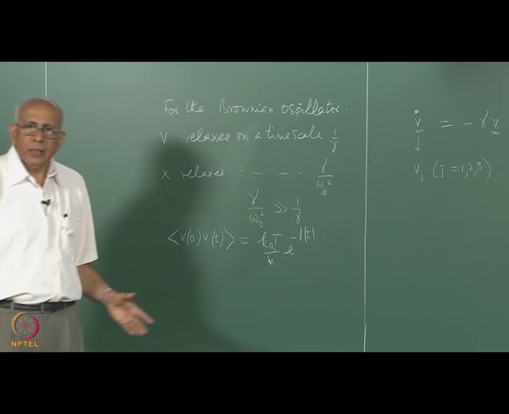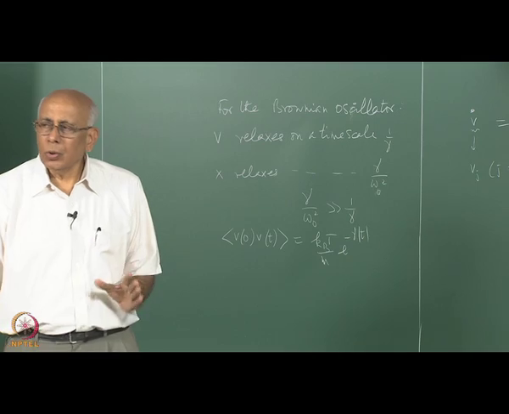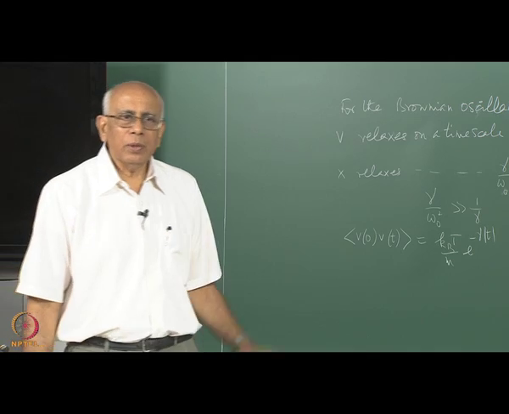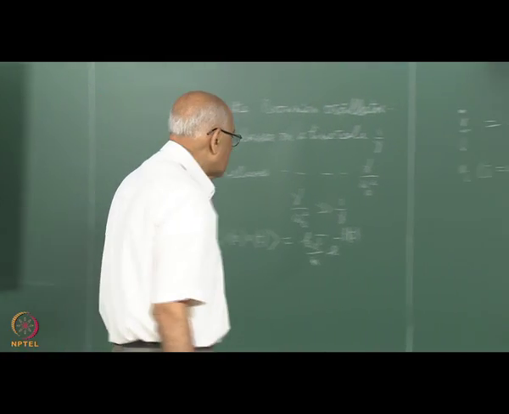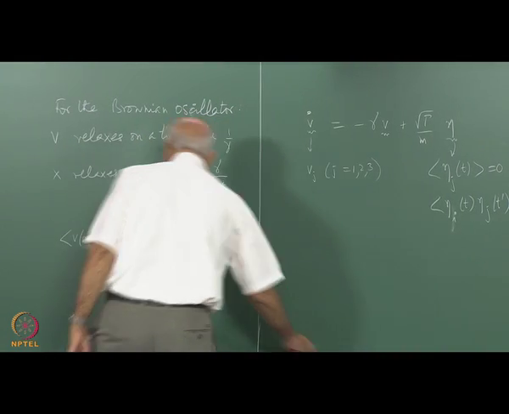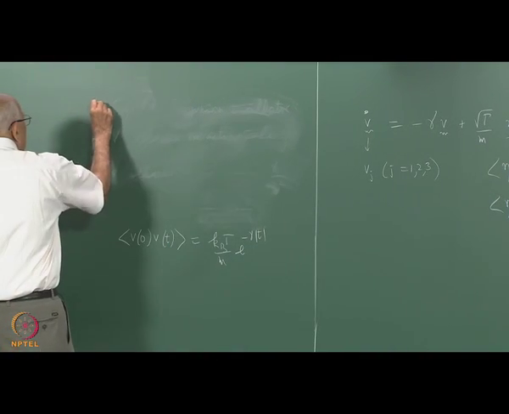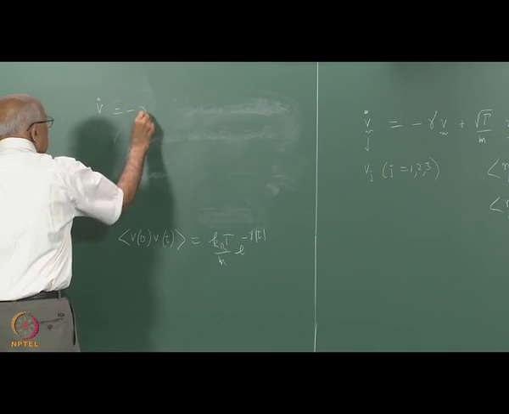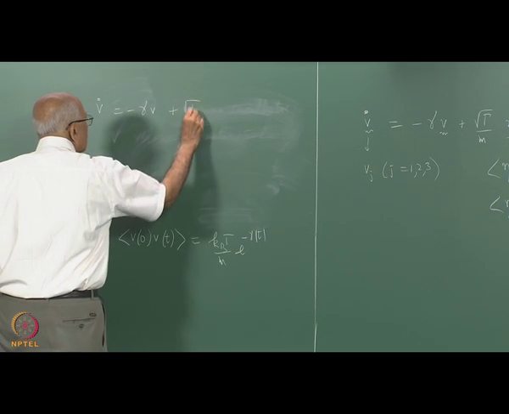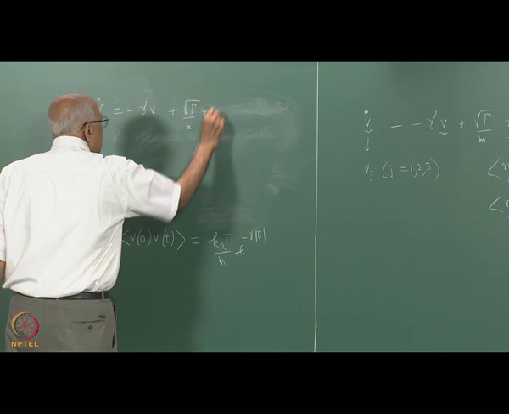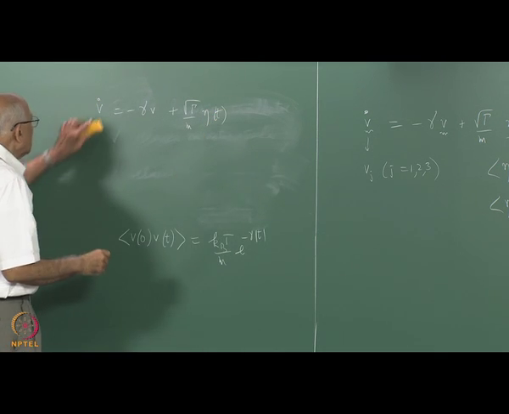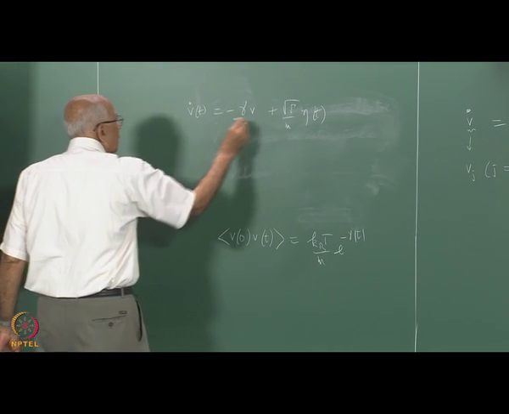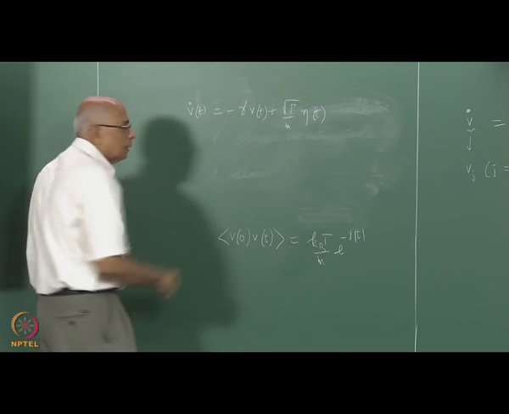Now it is possible to get this solution directly. If you know that v is a stationary process, we can do this by a very cheap trick, and that is to simply write the Langevin equation down. So let us do that. So I have v dot equal to minus gamma v plus root gamma over m eta of t in the one-dimensional case, and this is a function of t. So this is v dot of t equal to minus gamma v of t plus root gamma over m eta of t.